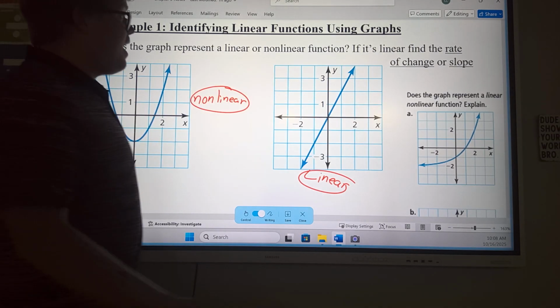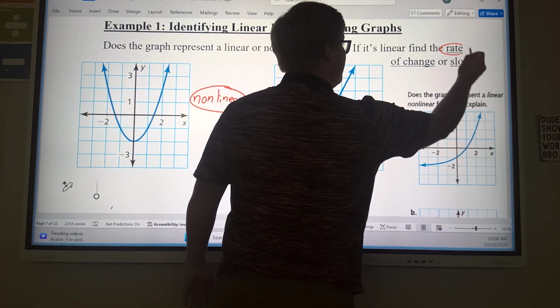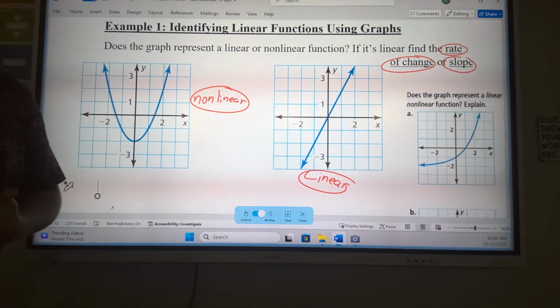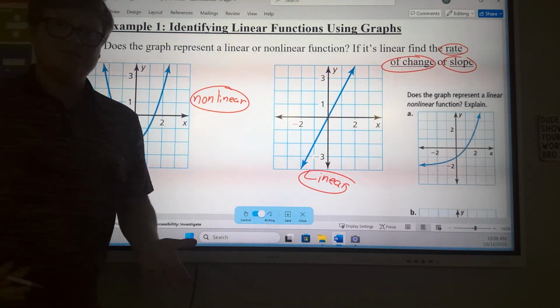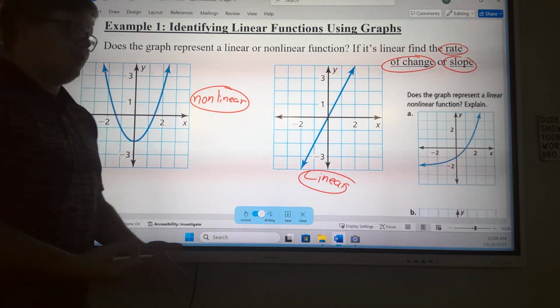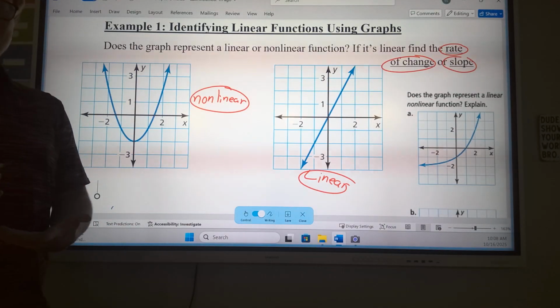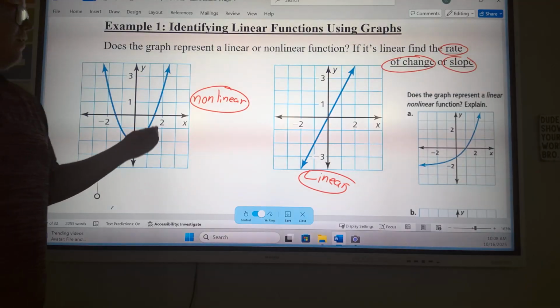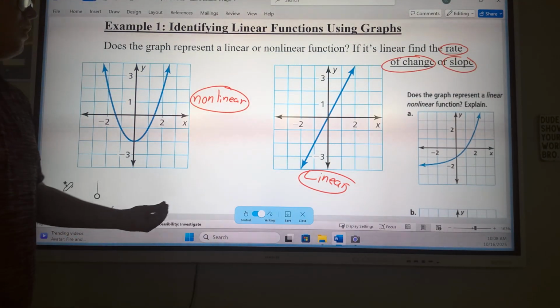Now, I want you to find the rate of change or the slope of the line. And the reason I want you to do that is because when we start covering slope, I'd like you to know what slope is by that time, because I think you'll be able to understand it a little bit better if you understand what slope is. So the way to find slope on a line is actually quite simple.